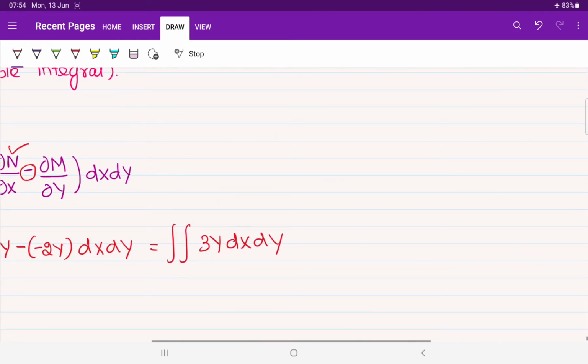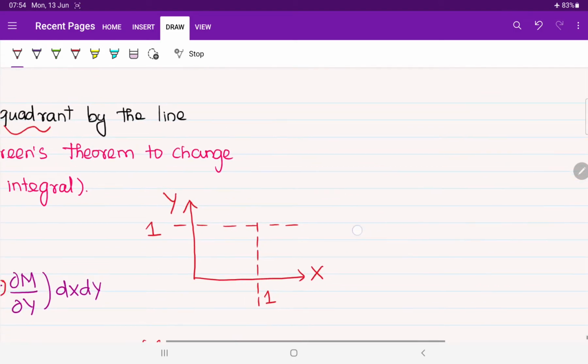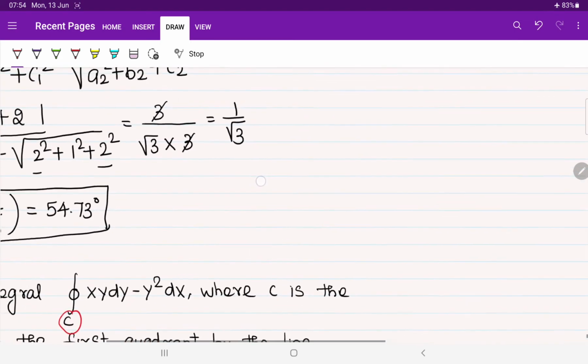Let me draw. If you observe the first quadrant, positive x and positive y, this is the first quadrant. In the first quadrant they are considering two lines: one is the x equal to 1 line, and another one is the y equal to 1 line.